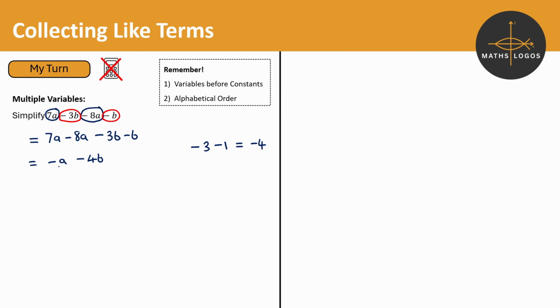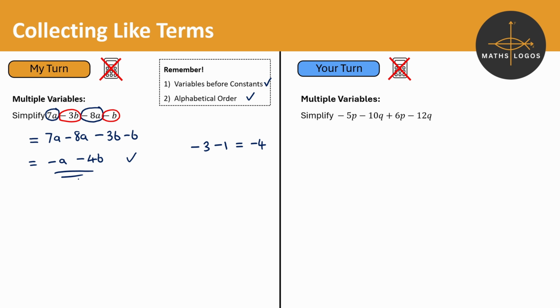From here, I need to check my rules. Are my variables before my constants? Well, this one isn't really important because there are no constants. There are no numbers. Everything's a variable here. And then my second rule, is it in alphabetical order? Well, it's A, then B, so it's in alphabetical order already. I've satisfied both of those. Of course, I can't collect these together because negative a and negative 4b are not like terms. So this is my final answer. Pause the video and give this question a go.